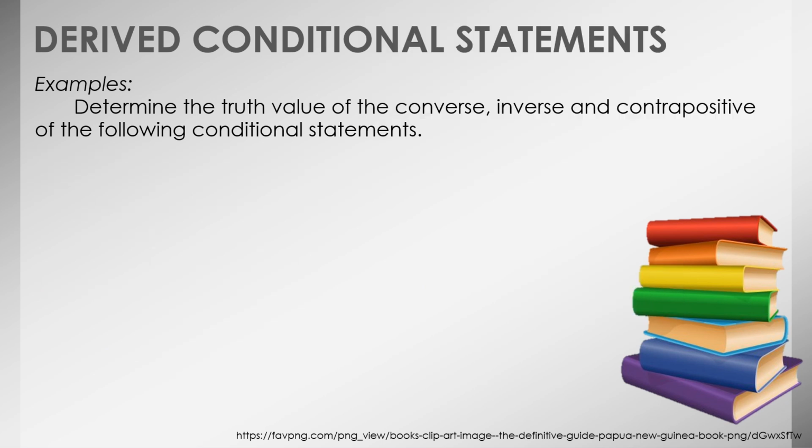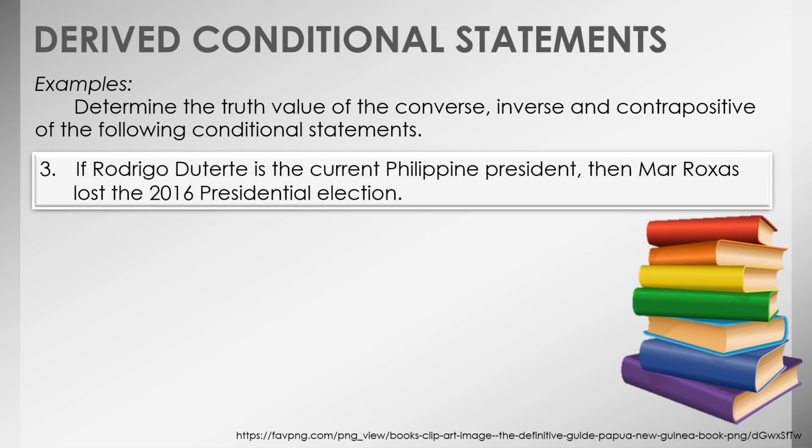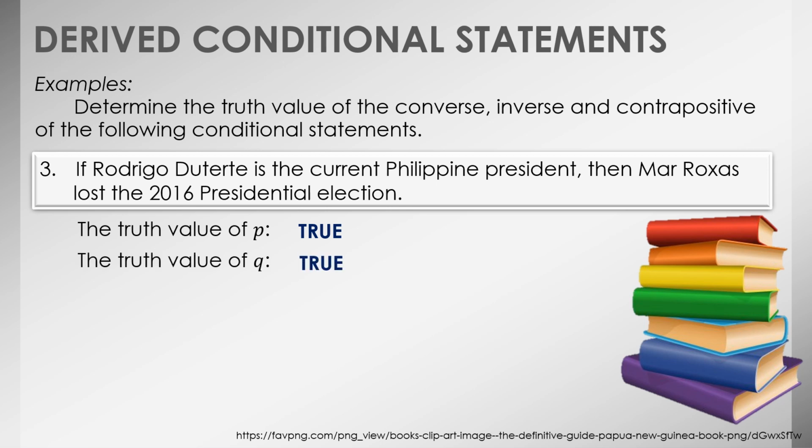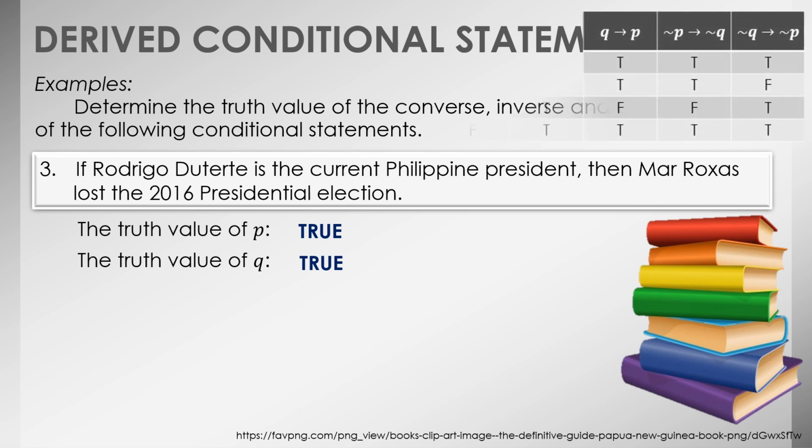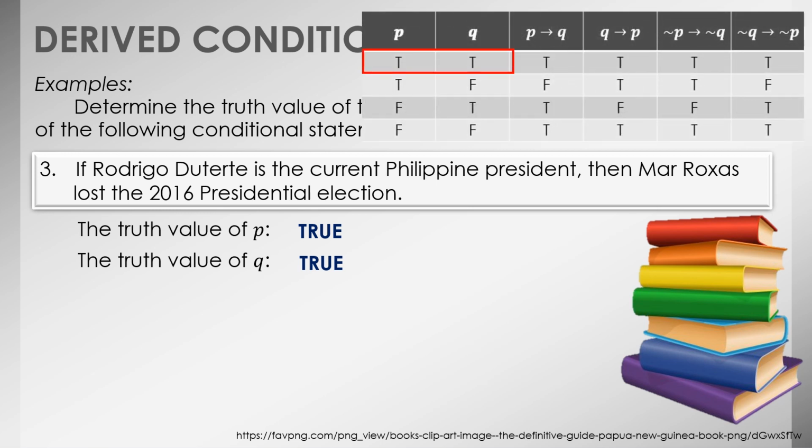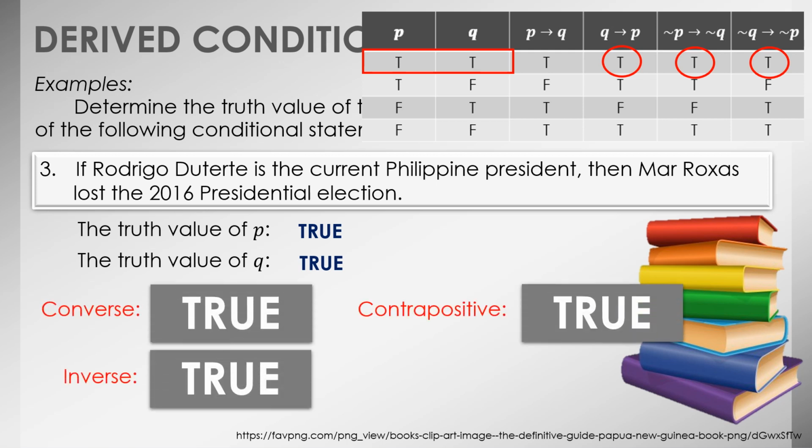Moving on to this third example, we can say that the P statement is true, for indeed President Rodrigo Roa Duterte is the current president of the Philippines. And it is also true that former DILG Secretary Mar Roxas lost the 2016 presidential election. Hence, our Q statement is also true. Now, looking at this truth table, we are on the first case, which means that we have these truth values for the derived conditionals. Thus, the converse, inverse, and contrapositive of the given conditional statement are true.